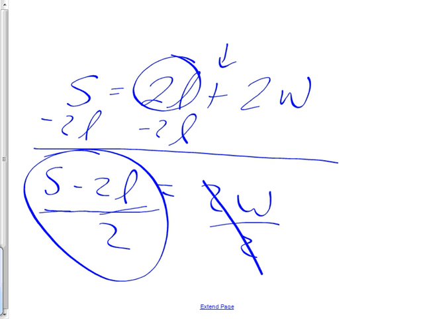Last thing, they could say, solve for W in terms of L and S. What they're saying is solve for this one, and L and S will be in your answer. So I'll do one like that. What's another true statement? Area equals 1/3 pi r cubed. This is the surface area of a sphere, I think. Okay? Solve for r in terms of a and pi.